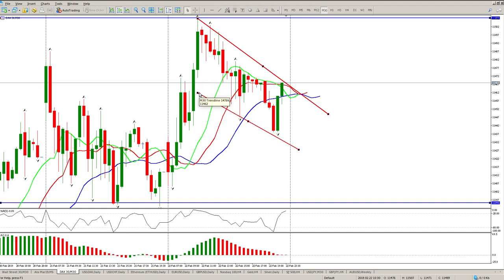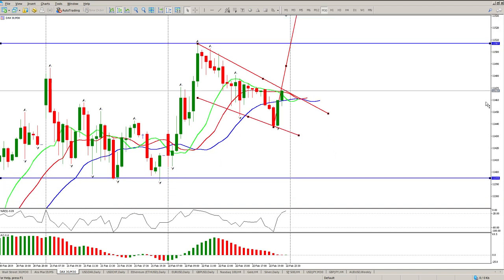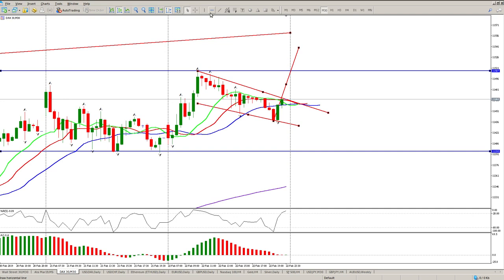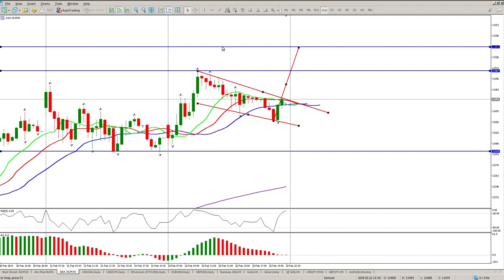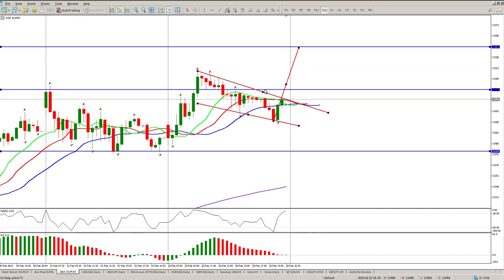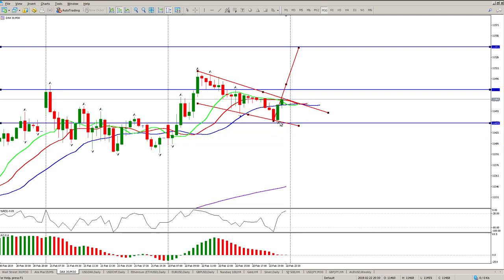Okay, it's a bit messy, but it is a bit of a flag. And that flag has a measured move. Just put the level in here, get rid of that. So that flag has a measured move of 11,541. So that's pretty much what I can see at the moment. Okay, so we're looking for 11,541, and the levels that we want to break would be one of these fractals.